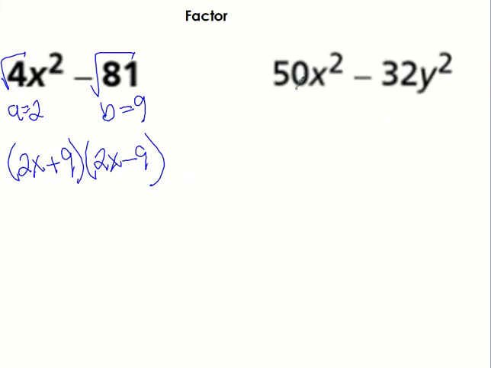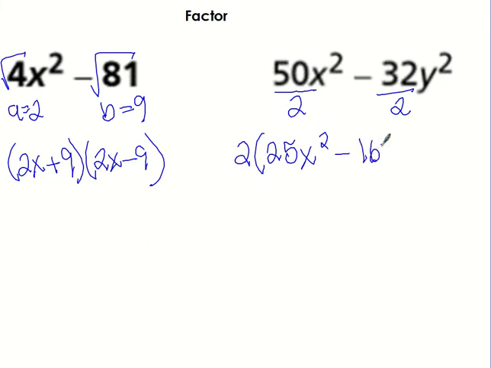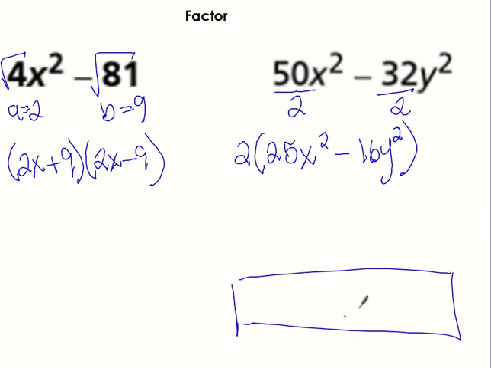All right, on this one, I am actually going to pull out a 2 first. Okay, so I'm going to start this one for you. You're going to pull out a 2. You're going to get 25x squared minus, I believe that's 16y squared. So I'm going to start this one. I want you to finish it. What would my final answer be?